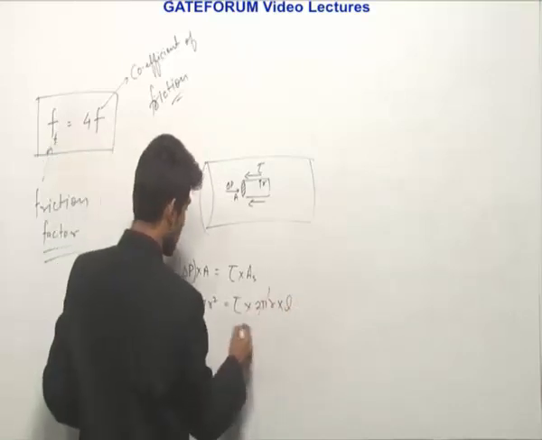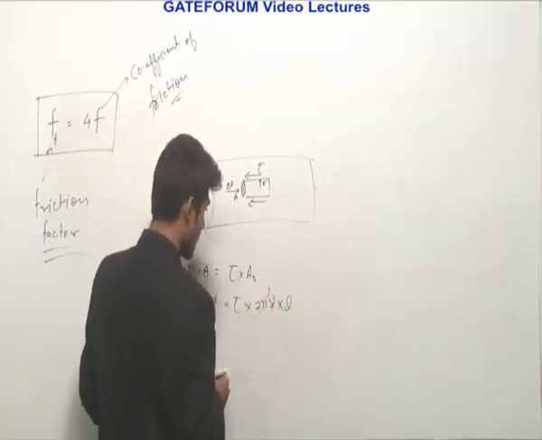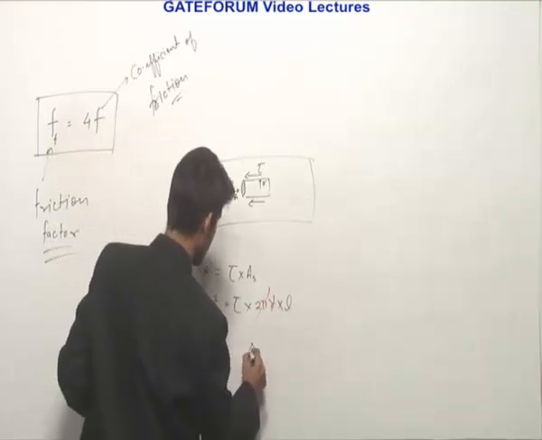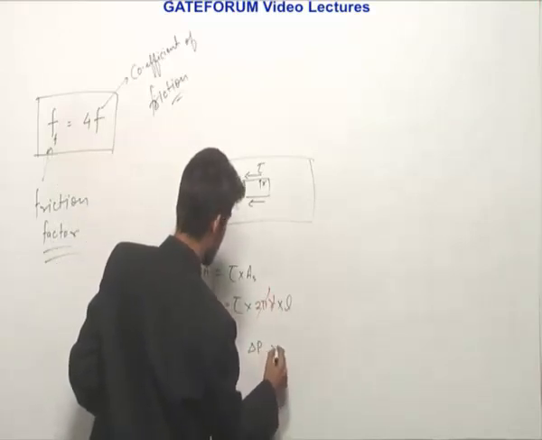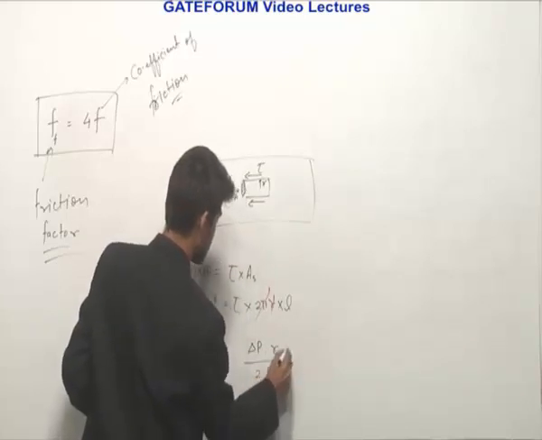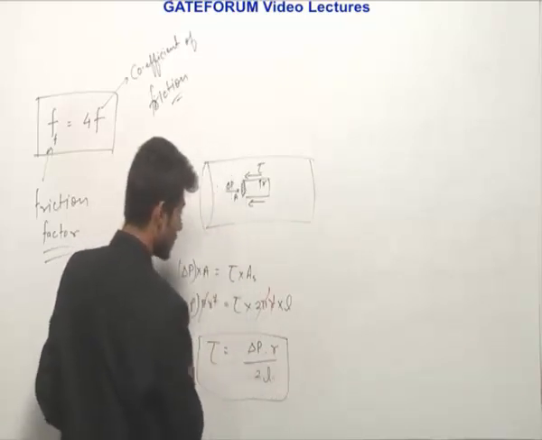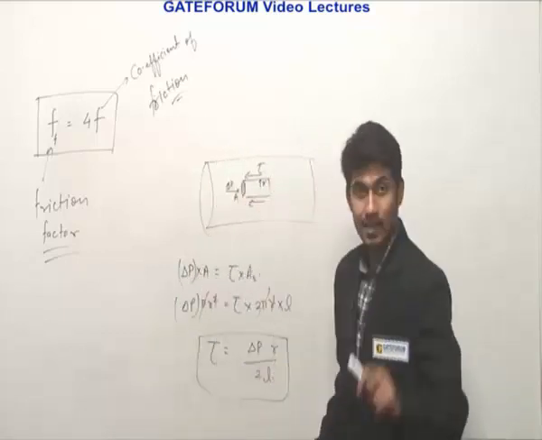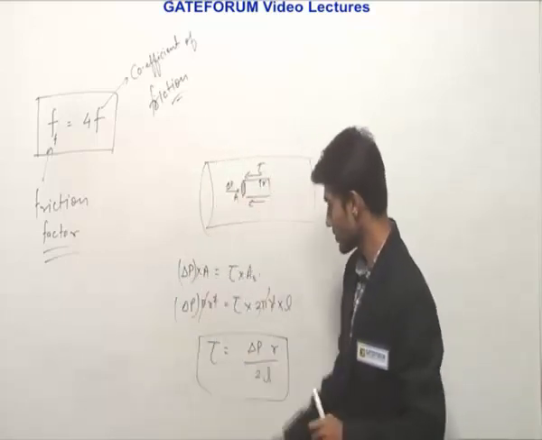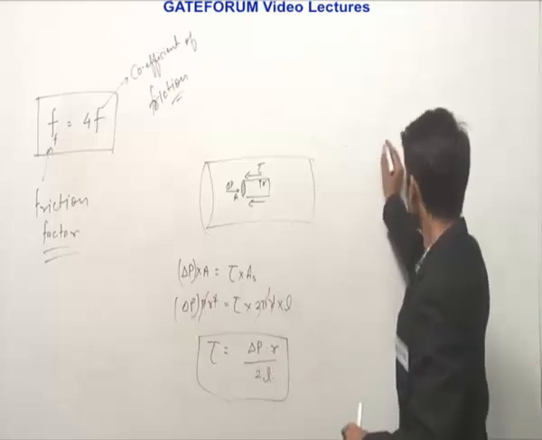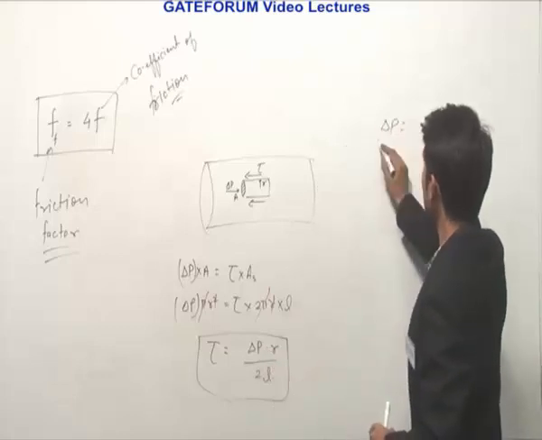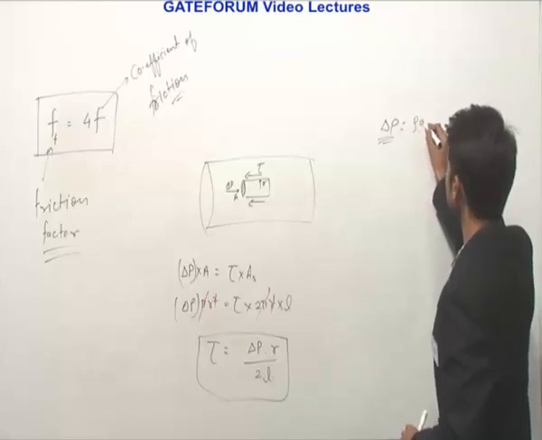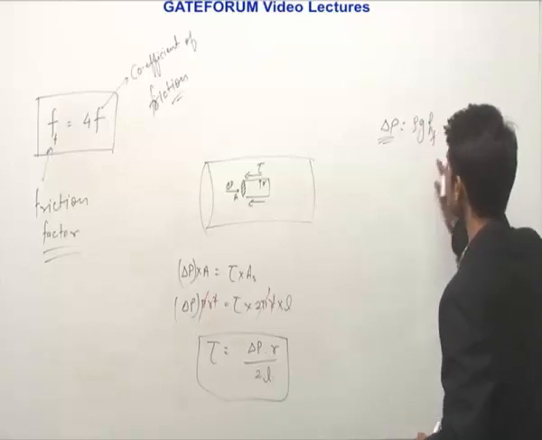From here pi gets cancelled, this r is cancelled, so my tau term will be equal to delta P dot r by 2L. This is what my delta tau term looks like. Now, not a single option is in the form of this, but I know how to calculate delta P. Delta P, the loss in pressure, will be equal to rho g into head loss due to friction.